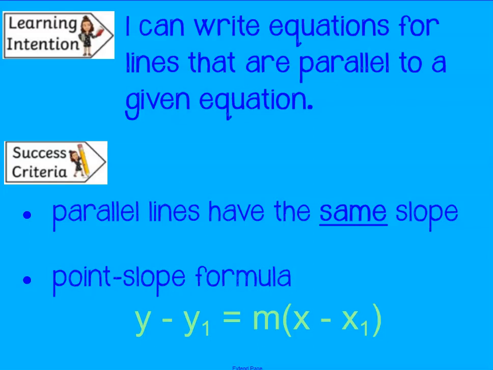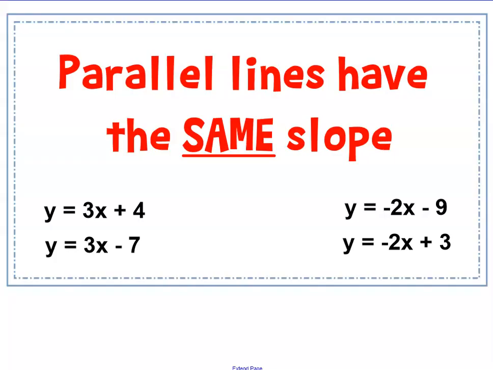By the end of this lesson, you should be able to say that you can write equations for lines that are parallel to a given equation. And in order to do that, you need to know one basic fact. Parallel lines have the same slope, or the same rate of change. In order to create a new equation, you're going to use this point-slope formula that we learned about in our previous lesson. All right, let's get started.